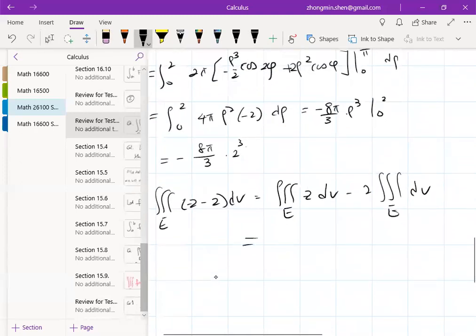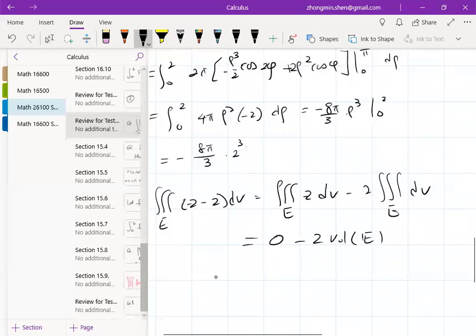I claim the first one must be 0. You know why? Because it's the integral of the function z over the ball. The ball is the upper half above the xy plane, and the other half below the xy plane. This is symmetric. And z above the xy plane is positive, below the xy plane is negative. So positive and negative will be cancelled out.